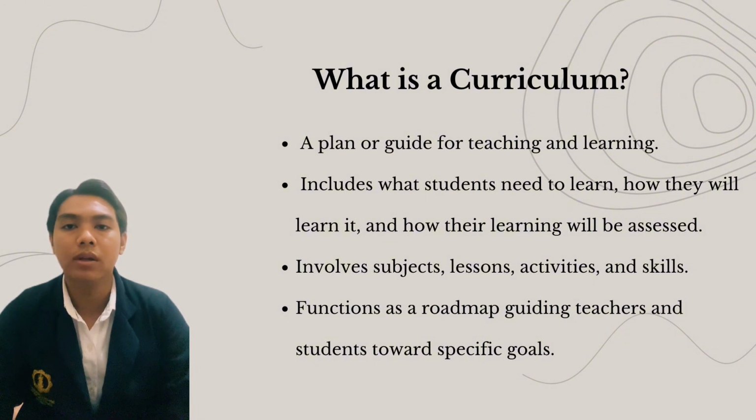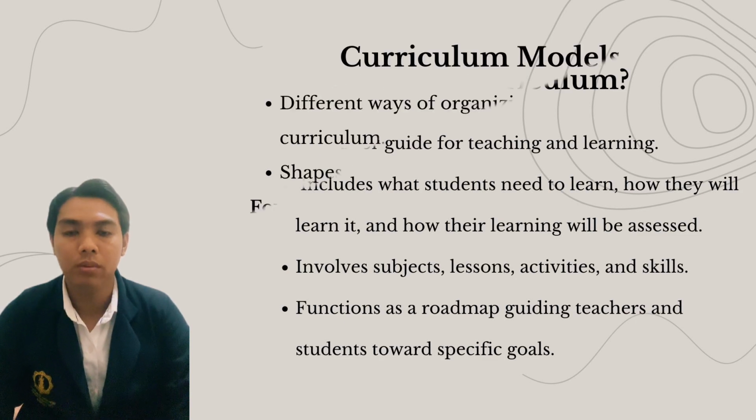It includes what the students need to learn, how they will learn it, and also how their learning will be assessed. It can involve subjects, lessons, activities, and skills that schools or educators use to help the student grow academically, socially, and emotionally. It's like a roadmap for education, guiding both the teachers and students toward a specific goal.